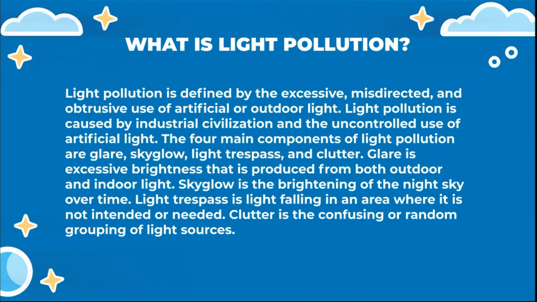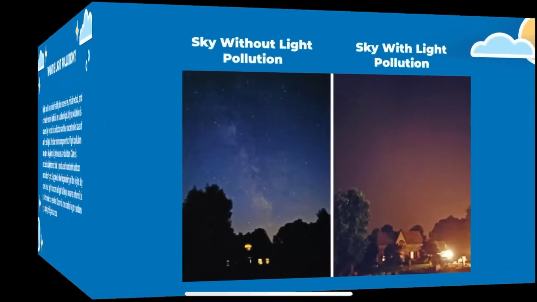Glare is excessive brightness that is produced from both outdoor and indoor light. Sky glow is the brightening of the night sky over time. Light trespass is light falling in an area where it is not intended or needed, and clutter is the confusing or random grouping of light sources.